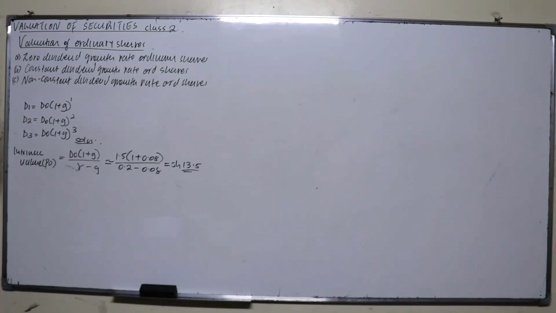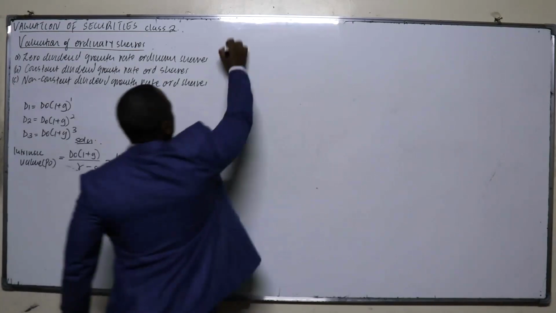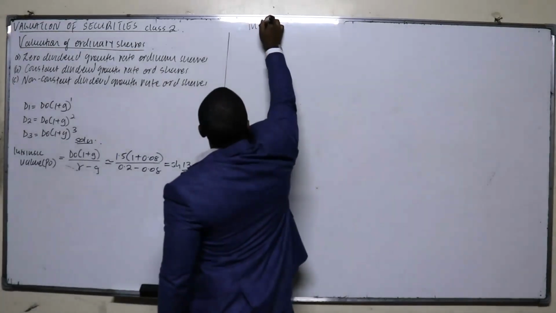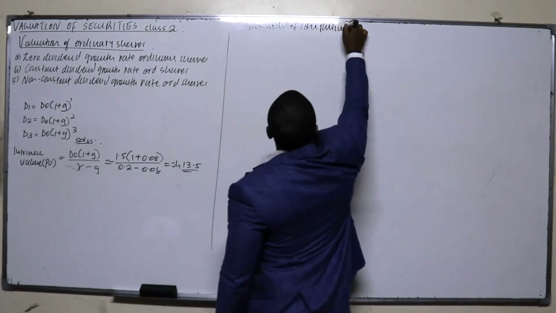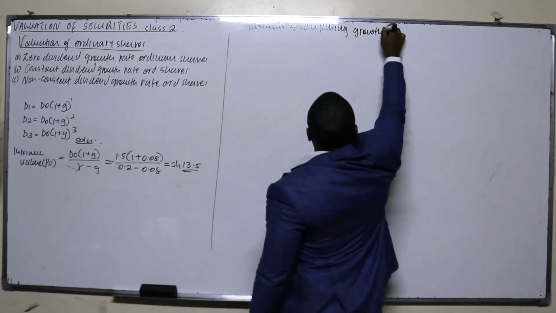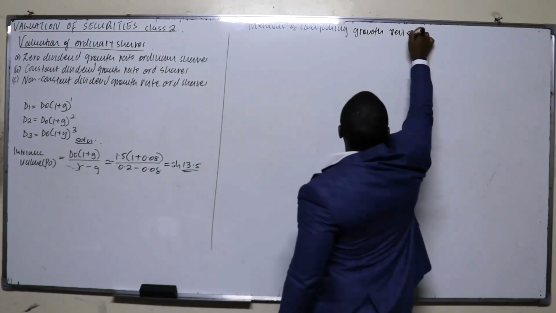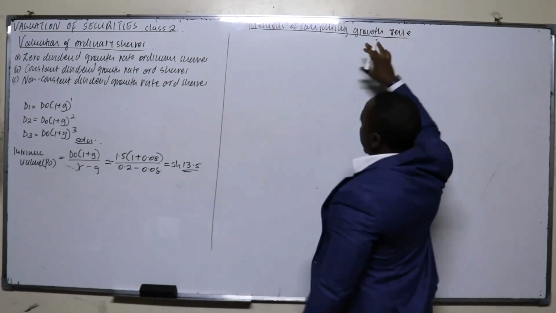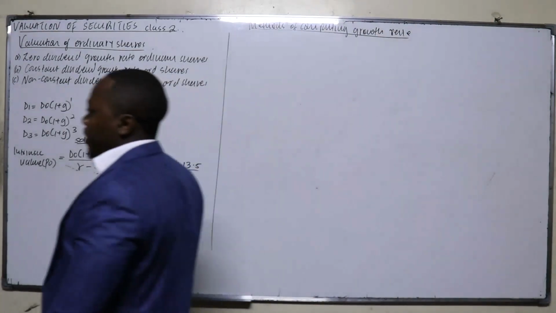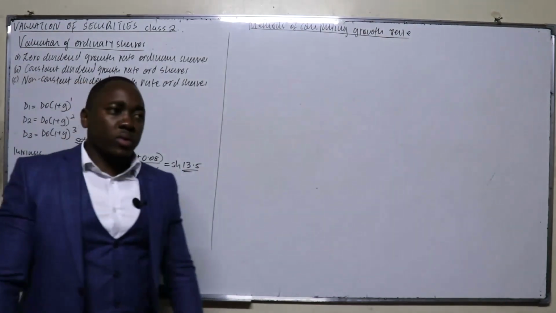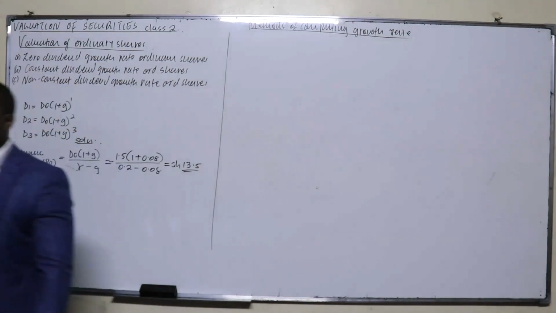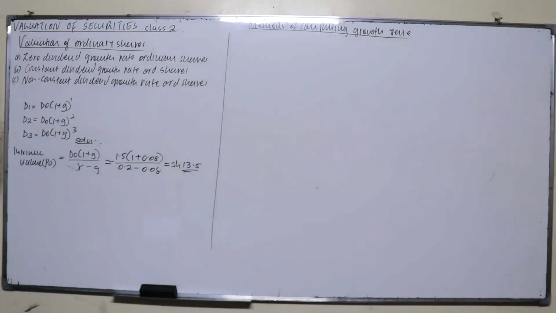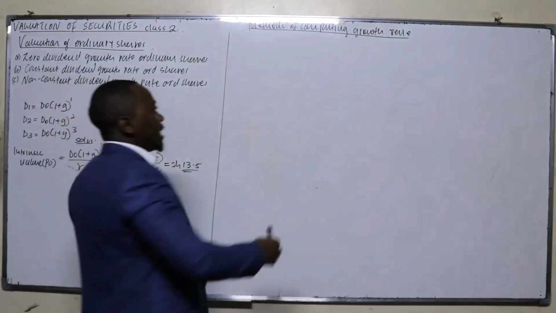So now let's look at methods of computing growth rates. We had also discussed this when evaluating the cost of capital. Whenever you're not provided the growth rate, there are two methods you can use to determine the growth rate. Number one, the retention ratio method.